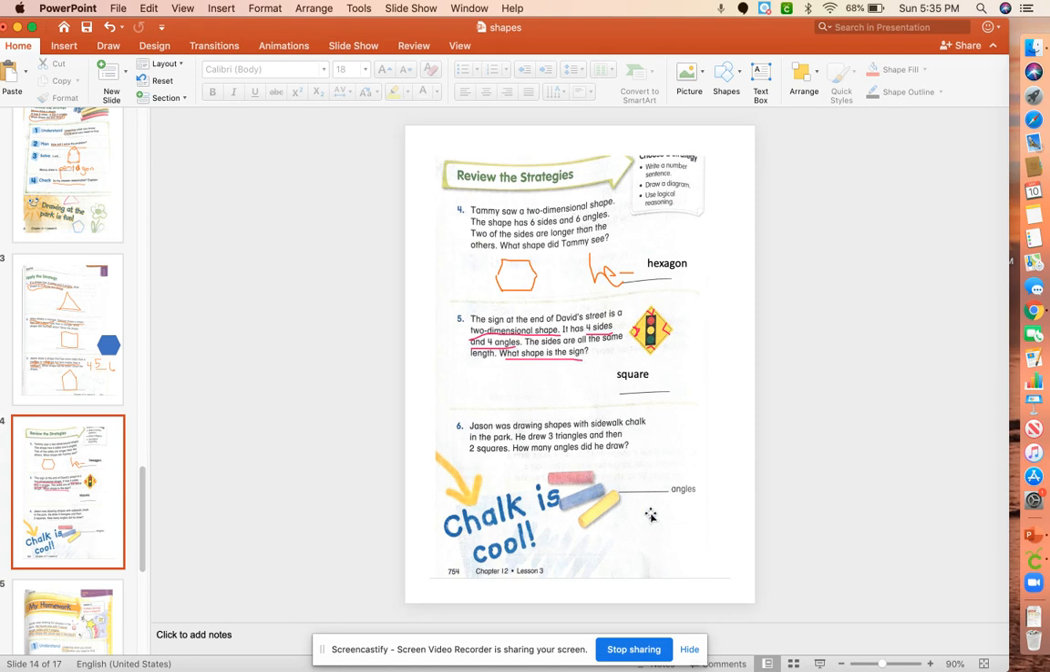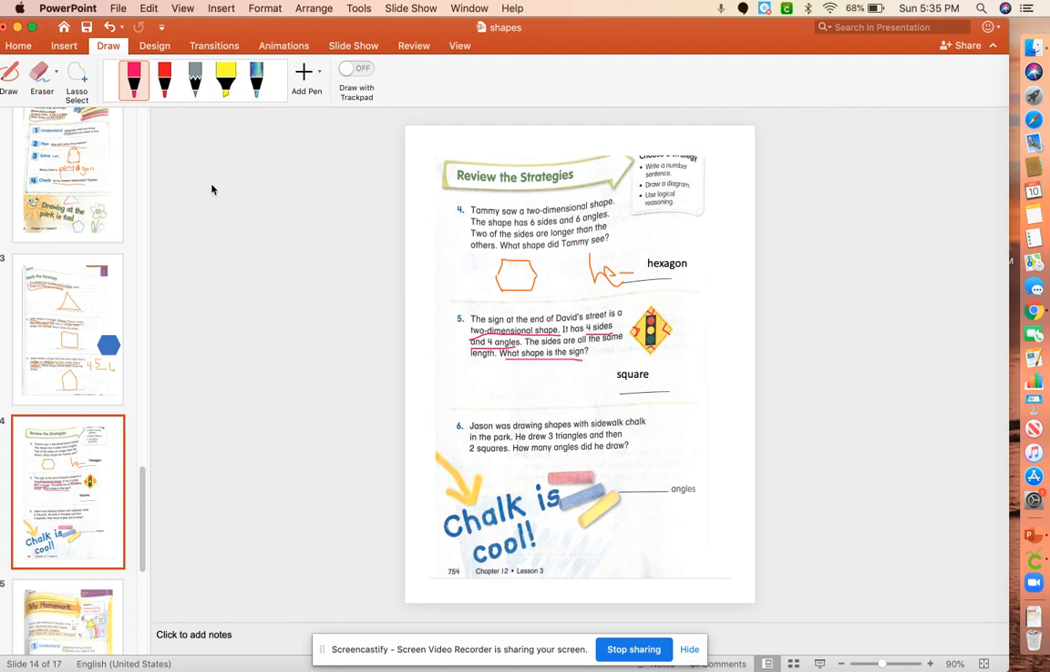Number 6. Jason was drawing shapes with sidewalk chalk in the park. He drew 3 triangles and then 2 squares. How many angles did he draw? 3 triangles. So let's think about that. How many would that be for 3 triangles?